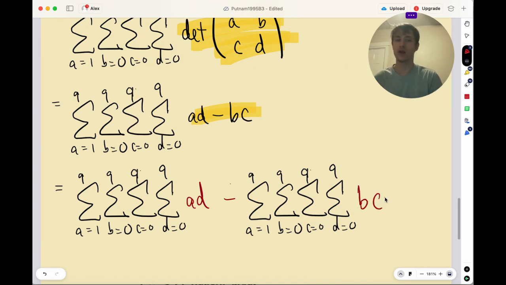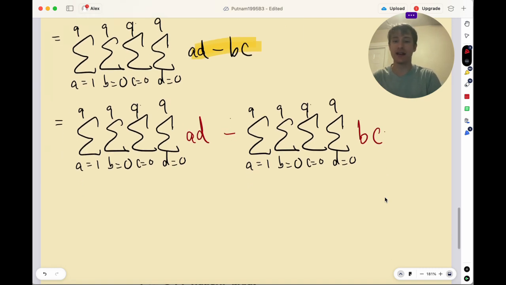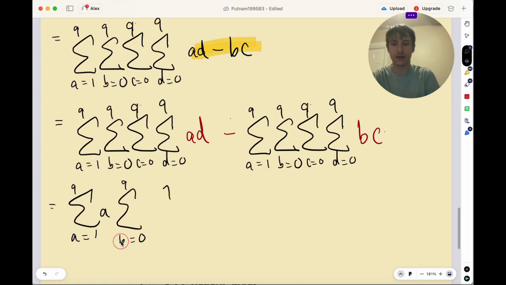BC. Okay, and now what I can say is that this A can sneak out as a constant from all of these summations except this last one. So I can factor the A out as a constant and I'll be left with the sum from A equals 1 to 9 of A, times the sum from B equals 0 to 9 times the sum from C equals 0 to 9 times the sum from D equals 0 to 9 of D.